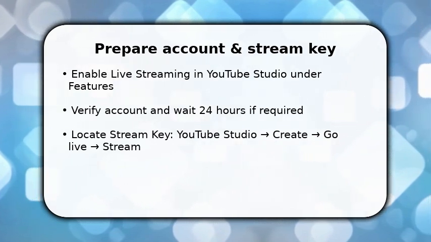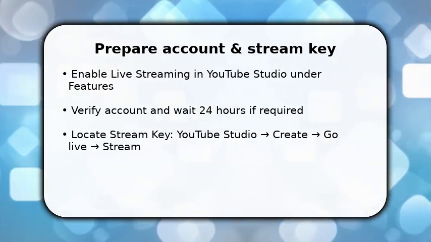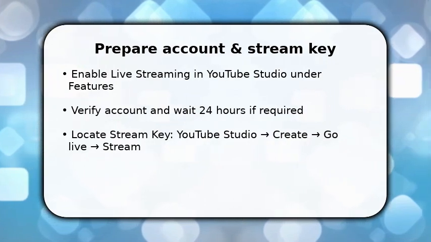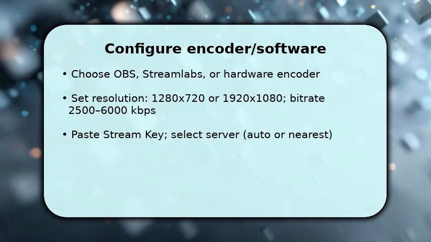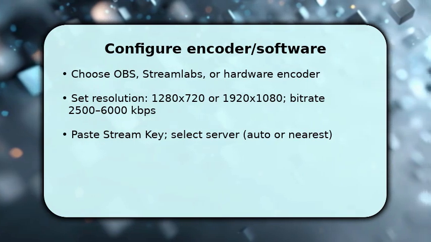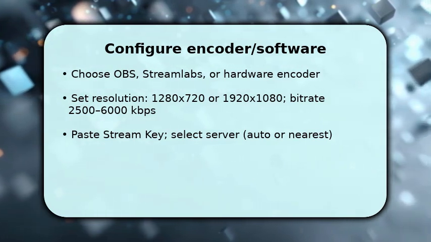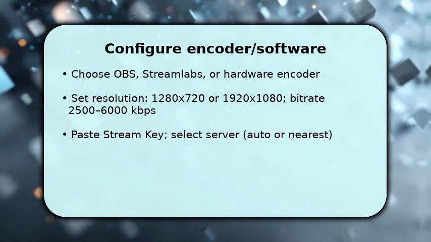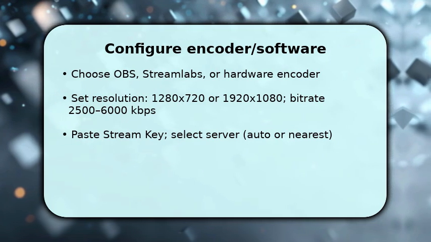Now configure your encoder. Install OBS or your chosen software and create a scene with sources for camera, microphone, and any screen capture. In Settings, right arrow stream, paste the stream key and pick the recommended server. Auto typically works. Then set output.